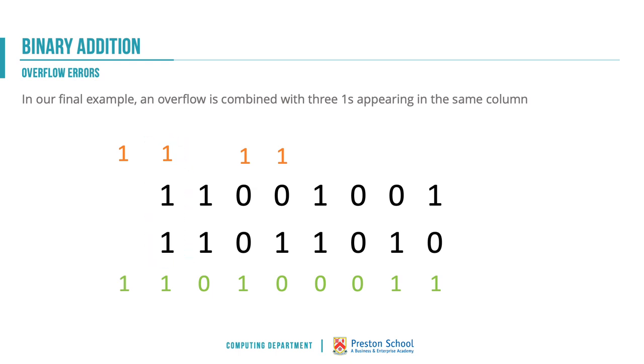If you end up with three ones in a column, we put a one and carry a one. Okay, now that again is going to result in an overflow error, but also shows us what we do if we ever come across a question where we're ending up with three ones in a column because of the way we've carried our numbers over. Three ones equals one one.